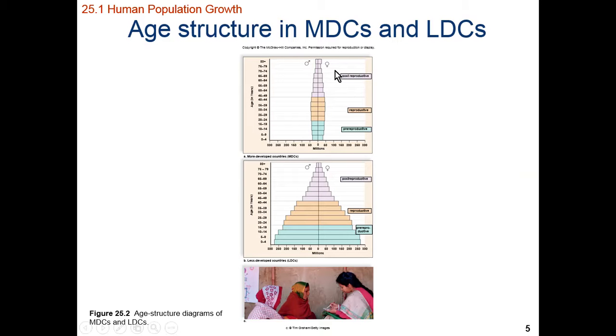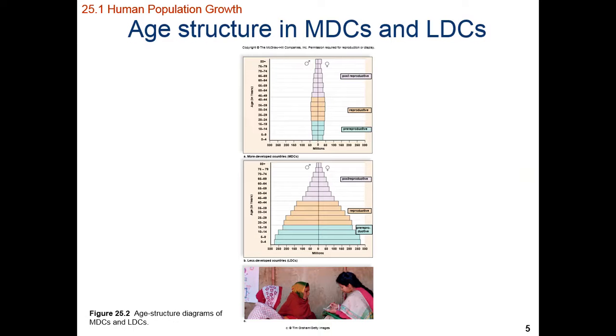So let's look at a more developed country. In a more developed country, there's generally speaking going to be an even split or proportion in the population. We have an even spread of young people, reproductively aged adults, and then senior aged adults. In less developed countries, there is a huge influx of young people, a large proportion of the population that's reproductively viable, and then a very small segment of the population is going to be elderly adults.